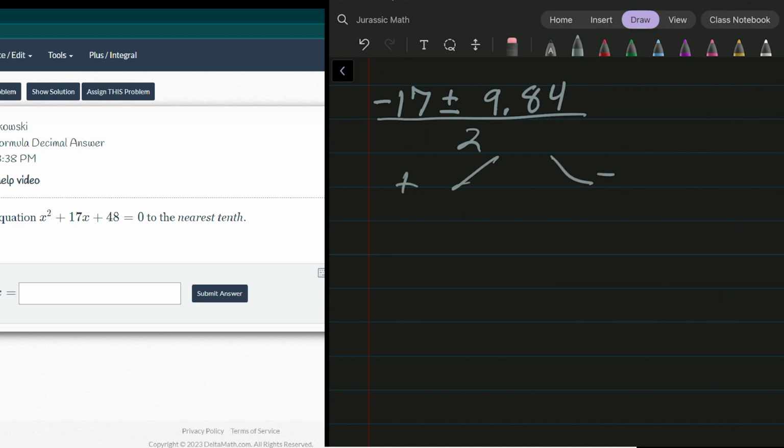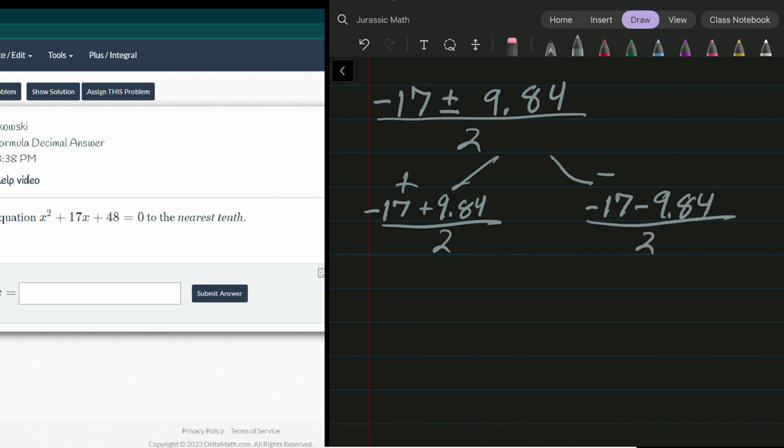1 plus, 1 minus. So negative 17 plus 9.84 divided by 2. And negative 17 minus 9.84 divided by 2. So depending on what calculator you have, be careful typing this in. But just make sure you only do the addition first. So negative 17.16 divided by 2. Negative 3.6. And that's where I rounded it. Oh, let's hope it gets right.